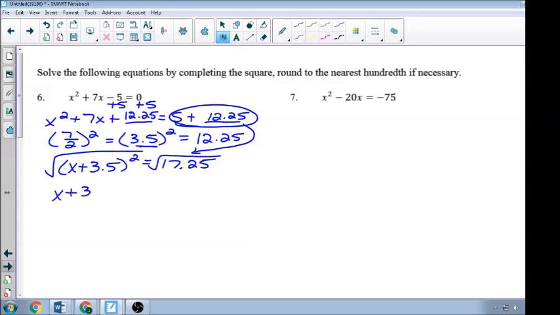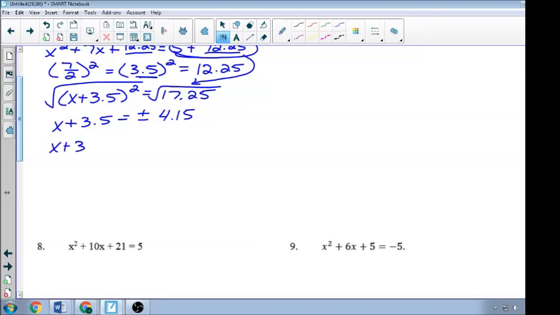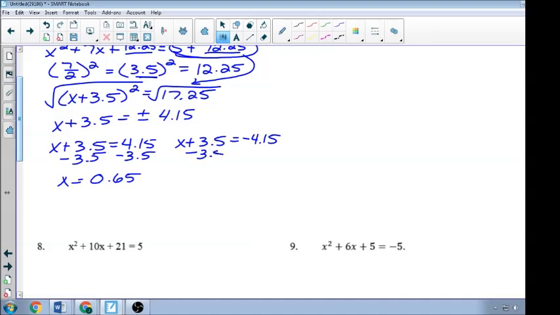So x plus 3.5 equals plus or minus 4.15. Okay. And again, at this point, I have two equations, so I can go ahead and split them up. So it'll be x plus 3.5 equals 4.15, and x plus 3.5 equals negative 4.15. Subtract 3.5 from both sides. And x equals, that'd be 0.65. Subtract 3.5 from both sides. X equals negative 7.65.